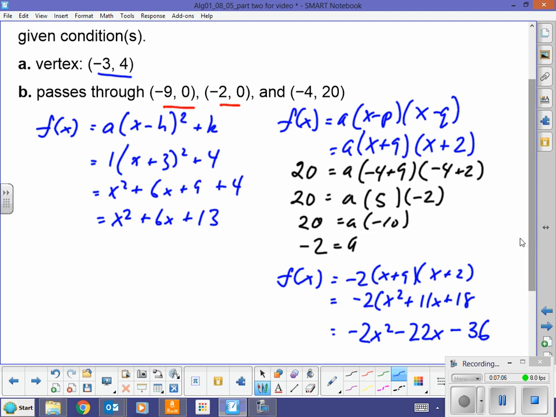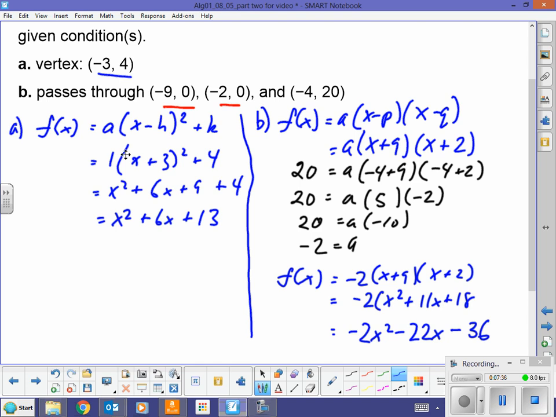Okay, so there we have our two different functions, one for that vertex and the one for those points. Now, of course, many different functions are going to pass through this vertex, so that's why we just used one over here just to make it easier. If I made this 2, then I'd get like 2x squared plus 12x plus 22. It would be 18 plus 4 is 22 here.